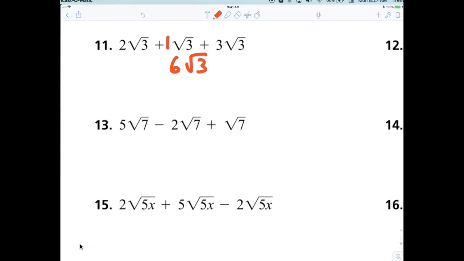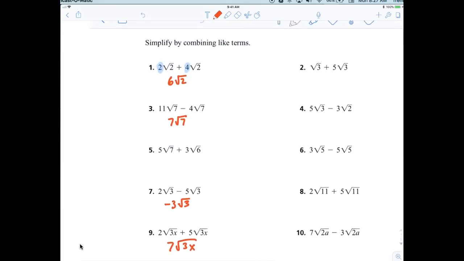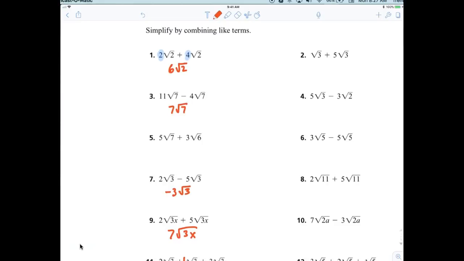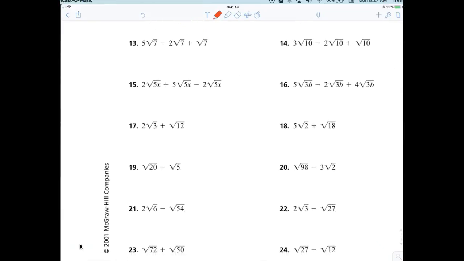Why is there an imaginary 1 for that one? Show me where it's not. For the example you did, why weren't there imaginary ones? You can put them if you want. But in that case, they weren't the same. The radicals have to be exactly the same. So look at 13.